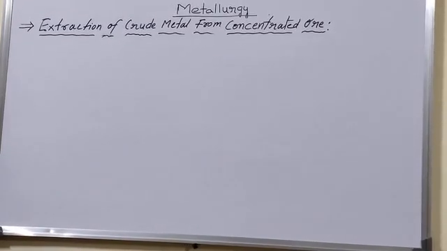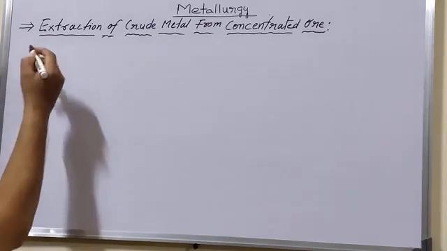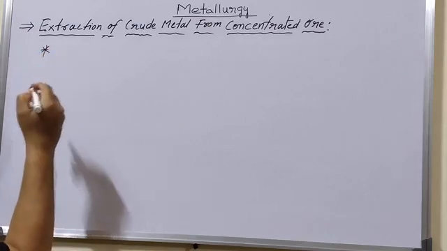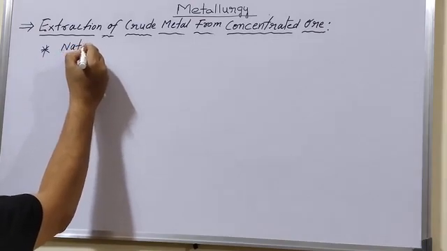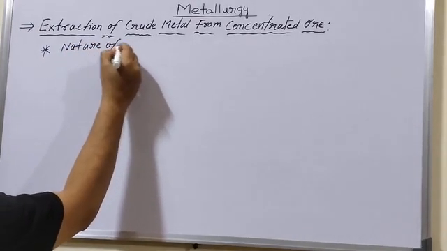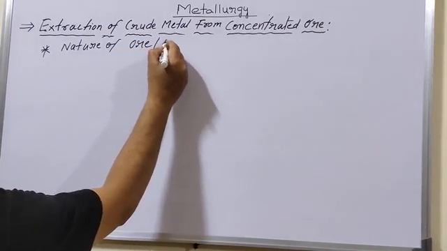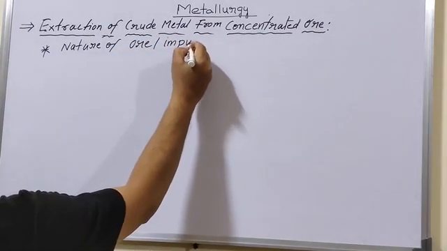Good morning, students. Today we are going to introduce an important concept from metallurgy, that is extraction of crude metal from concentrated ore. Extraction of crude metal depends on the nature of the ore and the type of impurities.